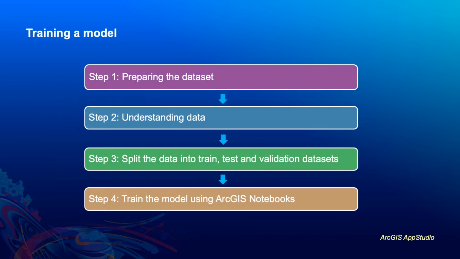Now, we are approaching the last step of model training. Step number 4, train the model using ArcGIS Notebook. You can choose to build models either on TensorFlow or PyTorch and then convert it to a TF Lite, but that is something that you will take upon yourself. However, with ArcGIS Notebook, this process is significantly simplified.